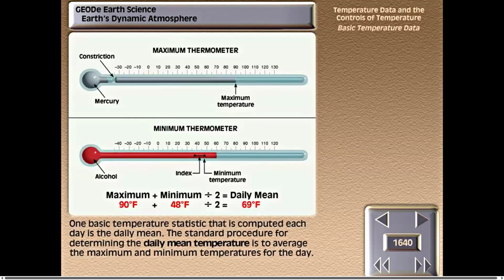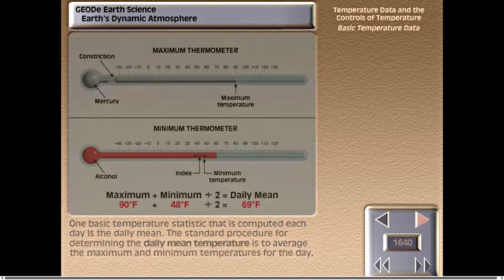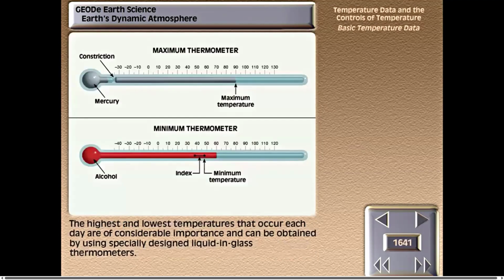One basic temperature statistic that is computed each day is the daily mean. The standard procedure for determining the daily mean temperature is to average the maximum and minimum temperatures for the day. The highest and lowest temperatures that occur each day are of considerable importance and can be obtained by using specially designed liquid in glass thermometers.